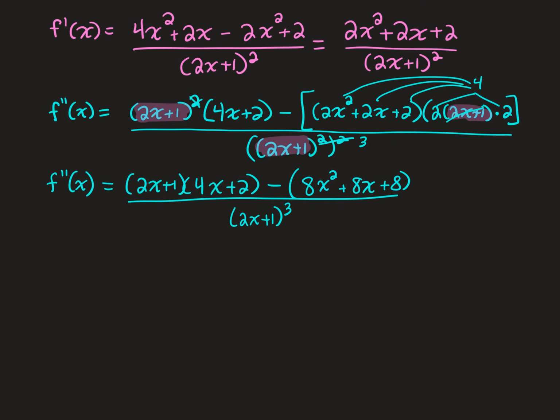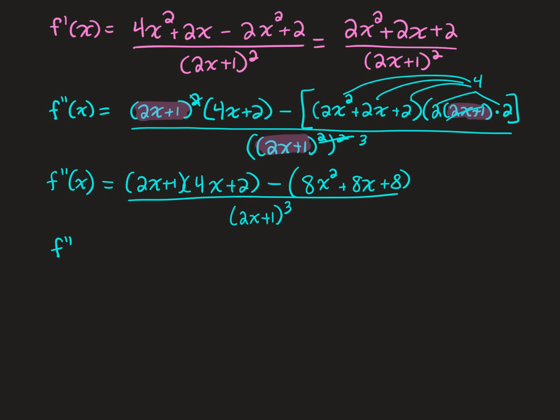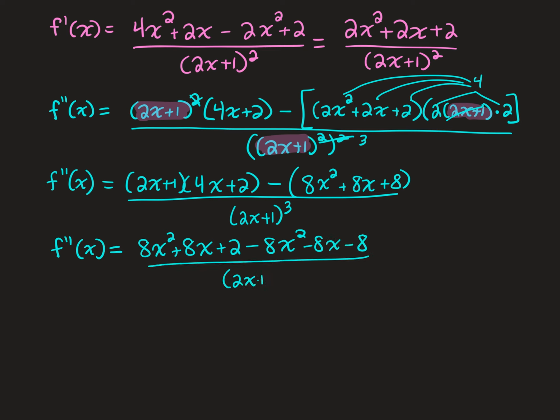Okay, so simplifying that a little bit further, f double prime of x is, if I multiply out the binomials in the numerator, 8x squared, and then we'll have 4x plus 4x is 8x plus 2. And then we'll have minus 8x squared minus 8x minus 8 all over 2x plus 1 cubed. And let's see, that's going to just be negative 6 over 2x plus 1 cubed. All right, so we've got our second derivative.